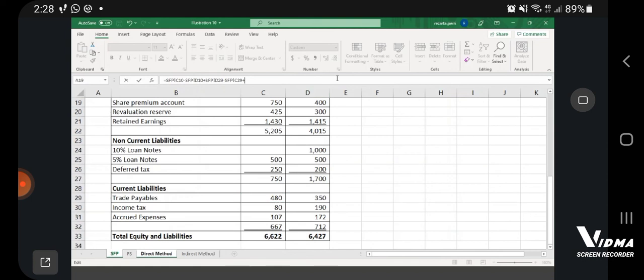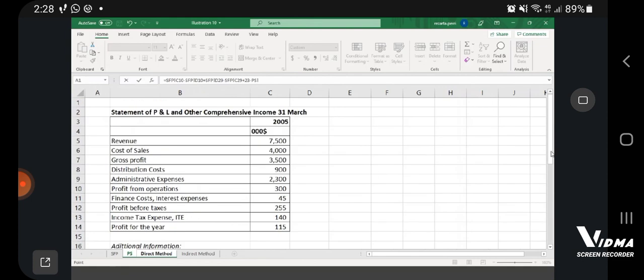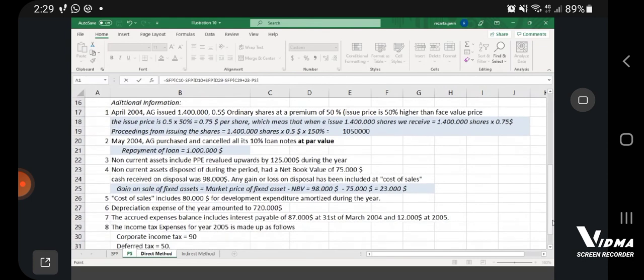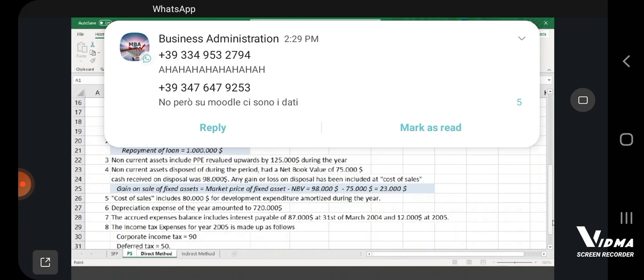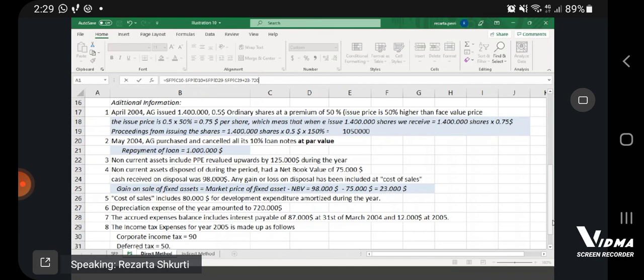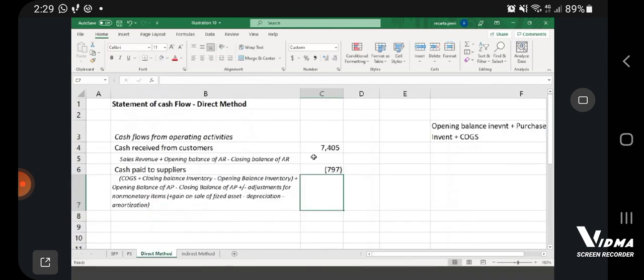And then what we do? We add the gain on sale. Remember that the gain on sale was like 23, if I'm not wrong. We deduct the depreciation expenditure. Now remember, the depreciation expenditure was 720 and the amortization was 80, altogether minus 700 minus 80. So this is the amount we still have to correct for the sign. This is the amount that we need to take into consideration for the cash paid to suppliers. So again, this is the most complicated item to calculate.